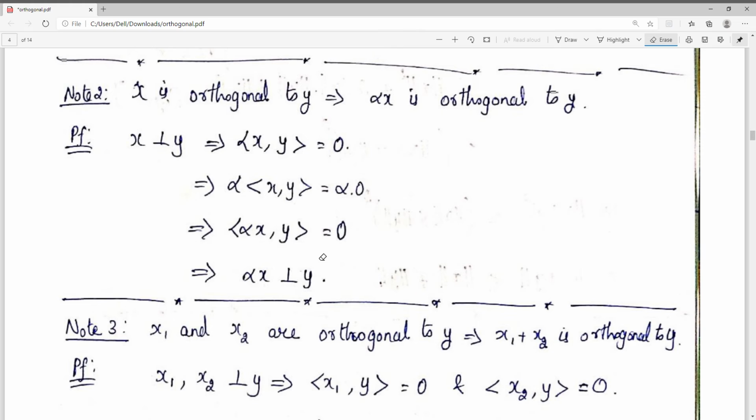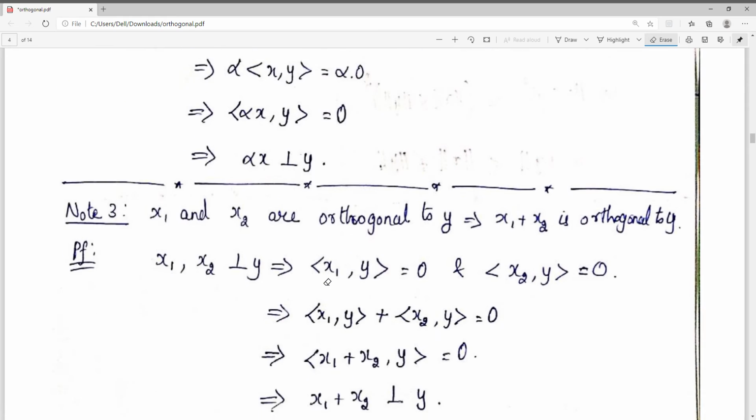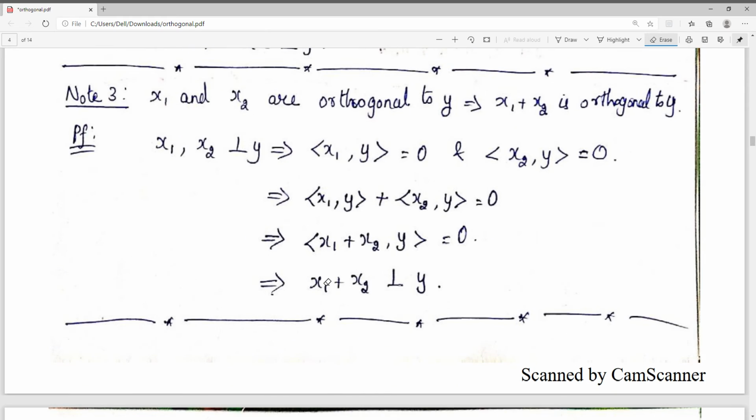So the last step: we have the inner product alpha x comma y is equal to 0. This will imply alpha x is orthogonal to y. So if x is orthogonal to y, any linear combination of x is also orthogonal to y. That is told by note 2. Now we move on to the next note, note 3.